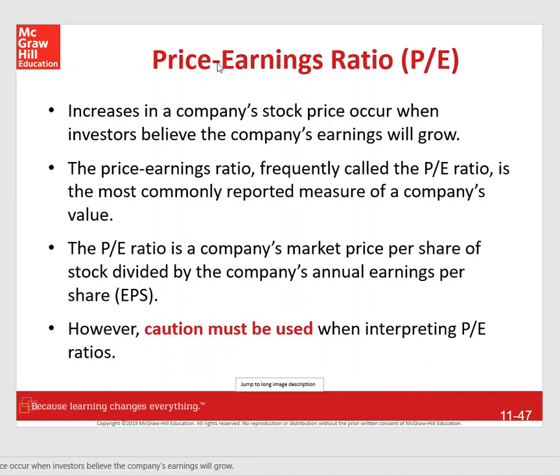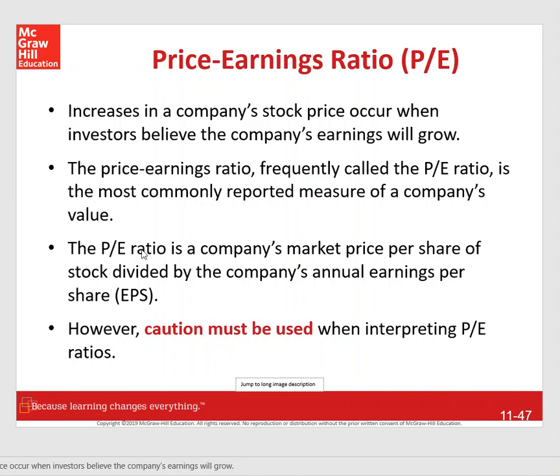First, we're looking at slides from the very end of chapter 11. It talks about the PE ratio. Increases in a company's stock price occur when investors believe the company's earnings will grow, usually, not always. The price earnings ratio, frequently called the PE ratio, is the most commonly reported measure of a company's value. So we don't value a company based on their stock price. We convert it into a PE ratio to get a deeper understanding of it.